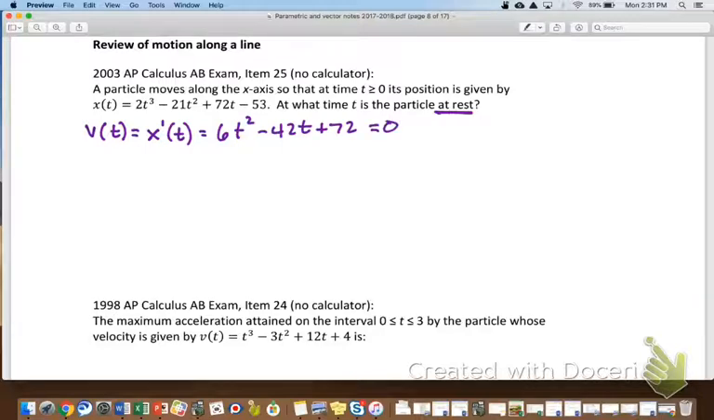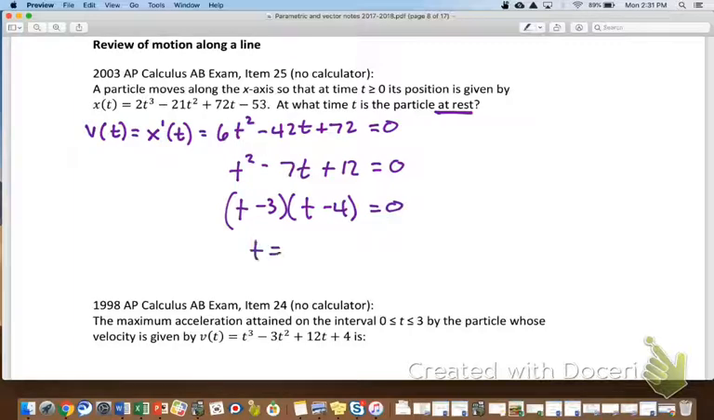Anybody that was stumbling on the factoring here, wouldn't it make a lot of sense to divide everything through by 6? That helps a lot, doesn't it? If you divide everything through by 6, you get t squared minus 7t plus 12 equals 0. Does that make it easier? If we ever run into one of those other factorings where the a value is not 1, I'll show you a way to do that. Then you just get t equals 3 and t equals 4. Those would be the times when the particle is at rest. What do y'all think? Good?